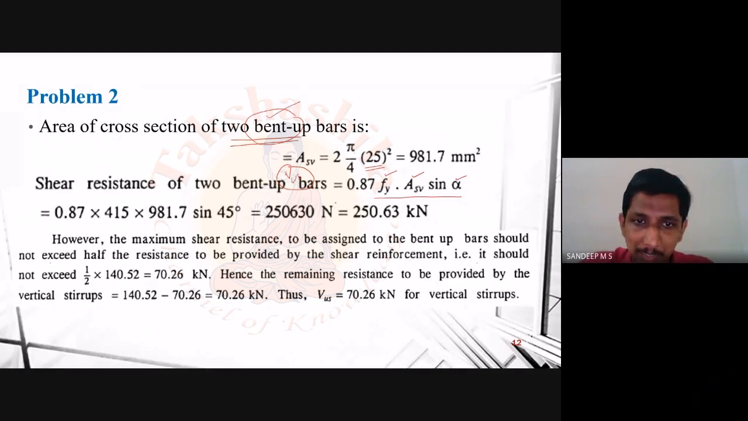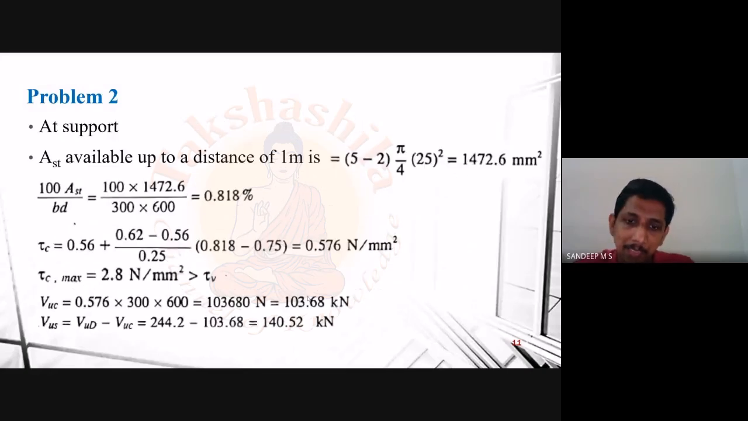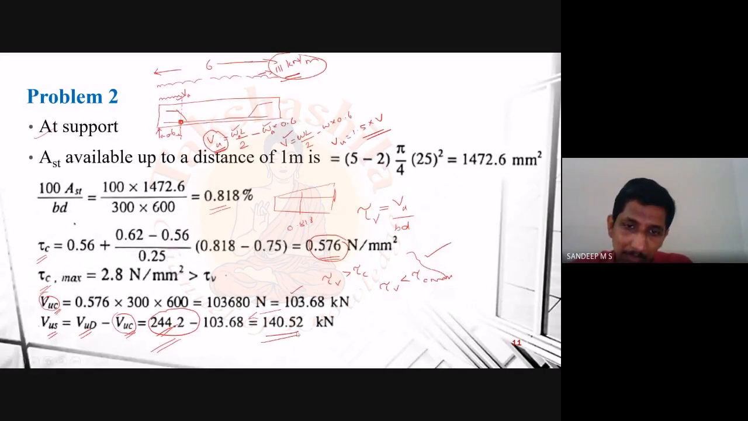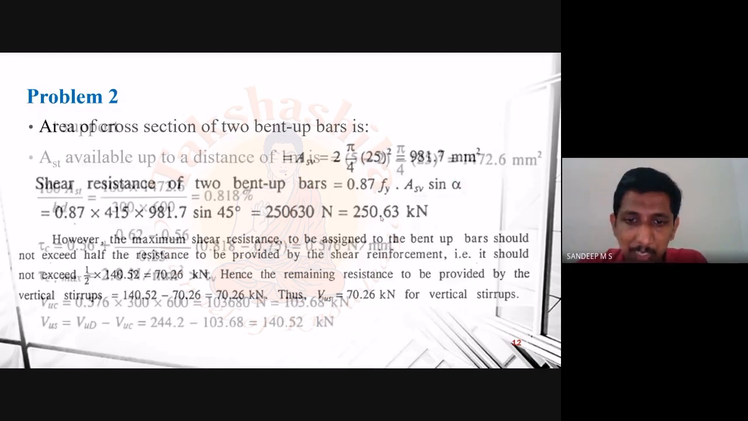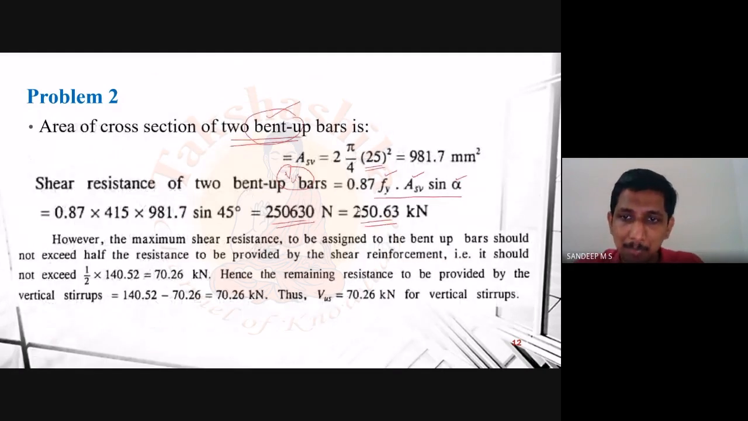And in this particular case, when you substitute this, you can see that this value is coming around 250.63 kilonewton. So what was the value for which we have to perform the shear design? It was just 140.52. Okay, but the capacity of these bent up bars is 250.63 kilonewton. So can we stop here, because it is actually safe, right? We need to resist only 140.52, but here the capacity is 250, so it is safe. Can we stop here? No, we cannot stop.